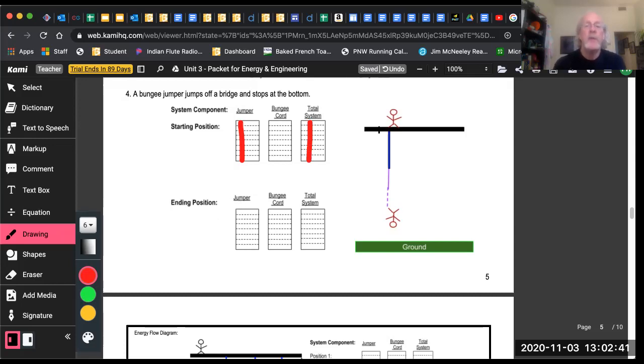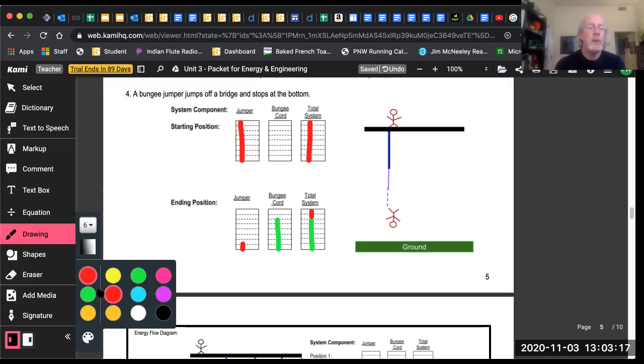All right, now, once he or she has jumped and they're hanging upside down and the cord is stretched. Well, at this point, the jumper has only a little bit of potential energy because they're very close to the ground. There's a lot of elastic energy, but there's no kinetic, okay? And so the total energy in this system is the same, I'm going to put my red one up there, is the same as when we started.